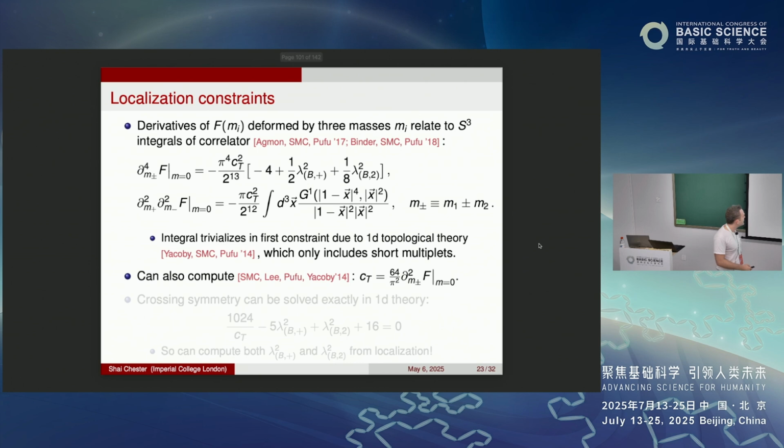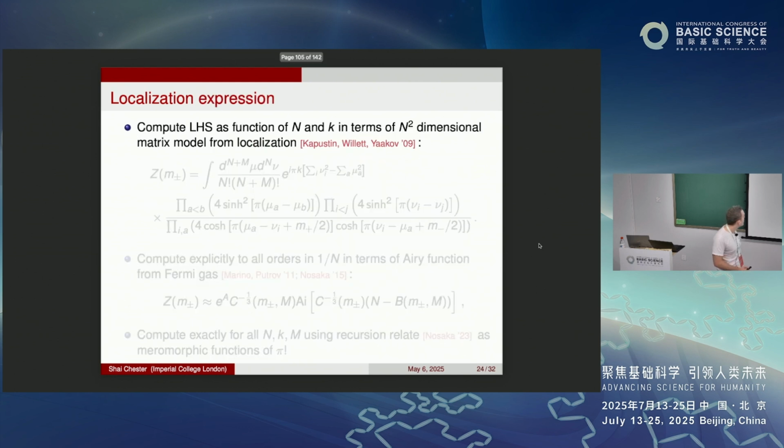You can also compute CT non-perturbatively by taking two derivatives. And finally, one last non-perturbative constraint is that this 1D theory implies a relation between these protected OPE coefficients. So basically, at the end of the day, you could compute all the short multiplets exactly using localization, which is B plus, B2, as well as the stress tensor multiplet.